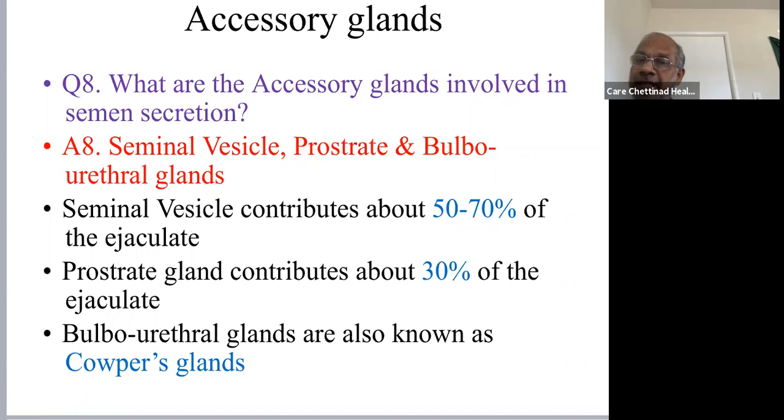In patients who have had a vasectomy, the semen volume will not go down. In patients who have an obstruction at the epididymis, semen volume will not go down either, because the testicular contribution to semen volume is only 5%.